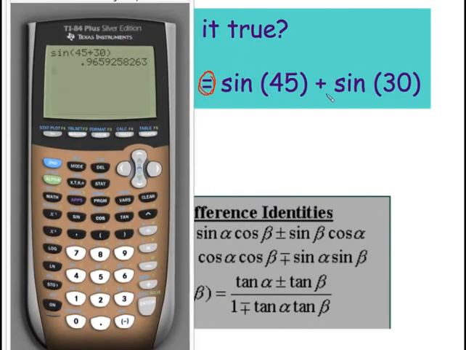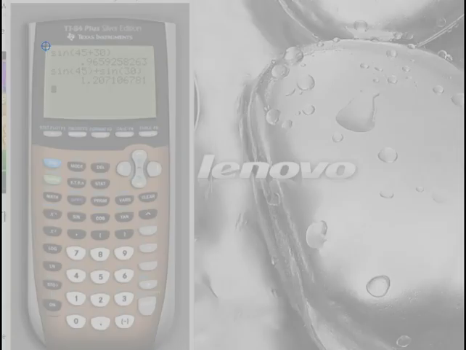Okay, but now we want to check, is that exactly the same if we were to do sine of 45 plus sine of 30? So I'm going to type this in exactly how I see it. Sine of 45 plus sine of 30. Do we get the same exact answer, the same decimal representation? And we actually don't. Okay, so take a look at that. Notice how they are not the same.